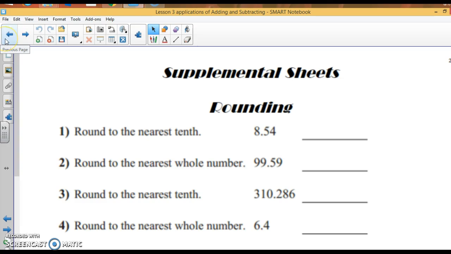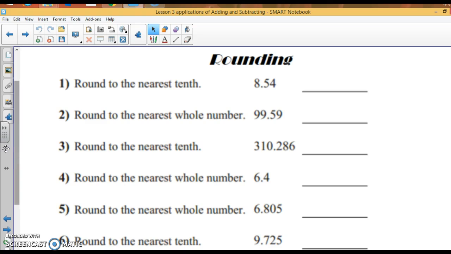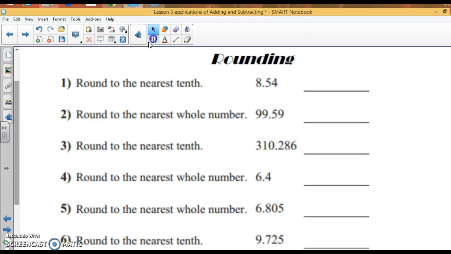All right, the warm-up that we're going to do today is rounding decimals. When you round to the nearest tenth, I like to underline the place that we're rounding to. So if we're rounding to the tenths, that's the tenths place. You always look to the right of it. And if it's 5 or above, you give it a shove. 4 below, let it go.